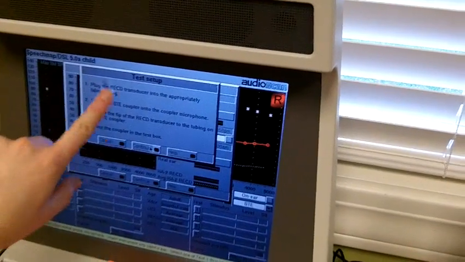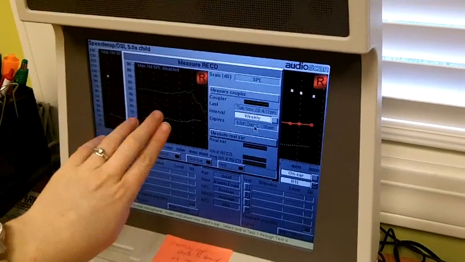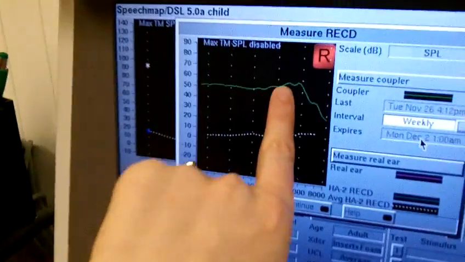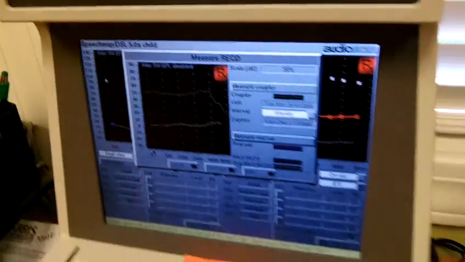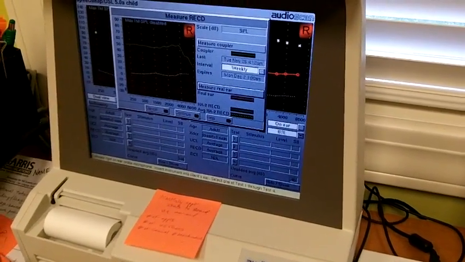And then you're going to press measure coupler. It gives you some instructions here. And that green line that you saw jump up there, that is the coupler right there. That's the measurement of the coupler. The bottom is frequency, and the side here is dB SPL.